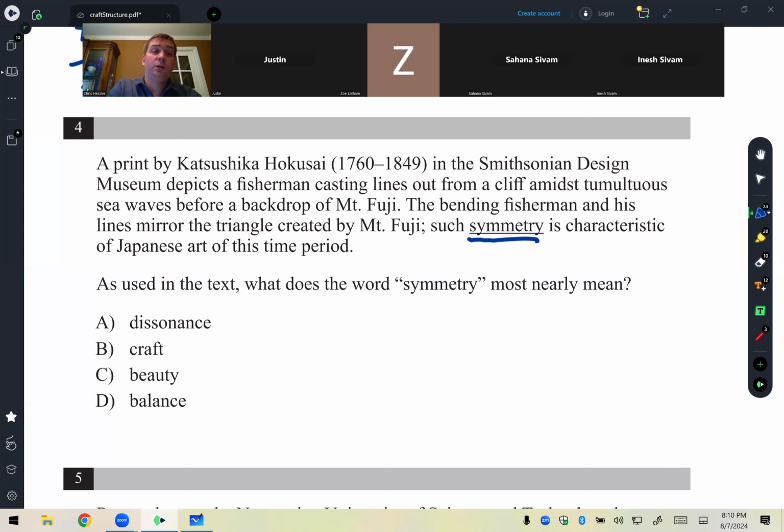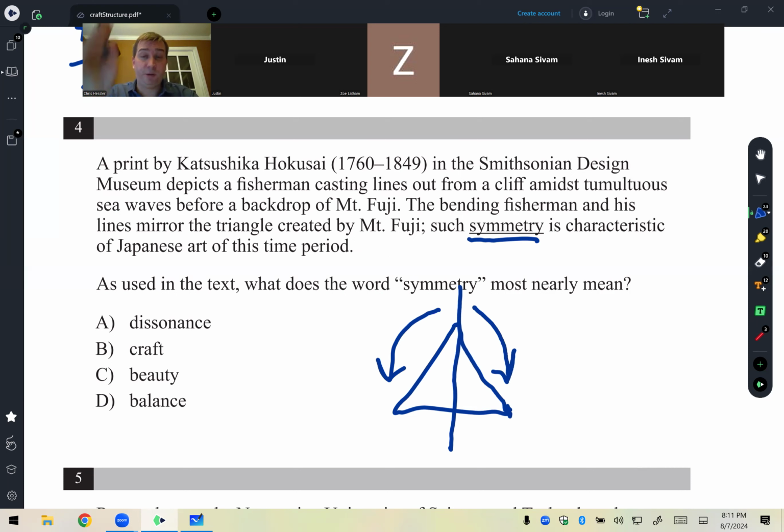So we could read the words back in the sentence. That might be a good strategy for this type of question. Or we just realize what it means for something to be symmetrical. If something is symmetrical, as much as is on this side of it, it will be on this side. If it's symmetrical.